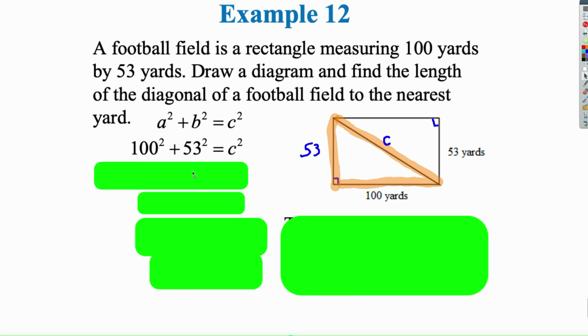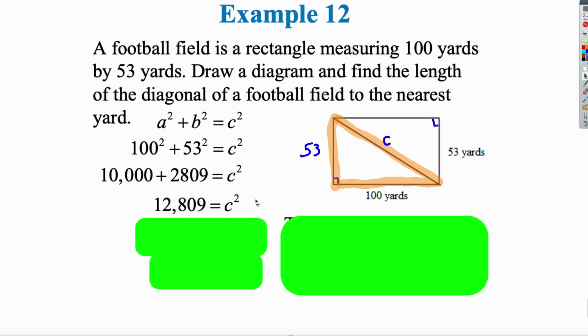I'm going to square those. It's perfectly okay to use a calculator. 53 squared is not something I know off the top of my head. Notice, I should have said this from the very beginning, C should be more than 100. The hypotenuse is always the longest of the 3 sides. So as I'm doing my math here, I can check. I'm going to add 10,000 and 2,809.